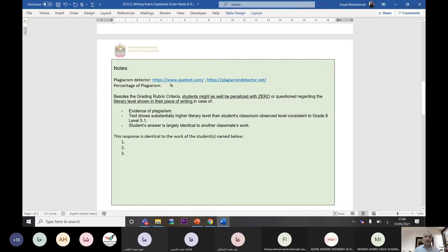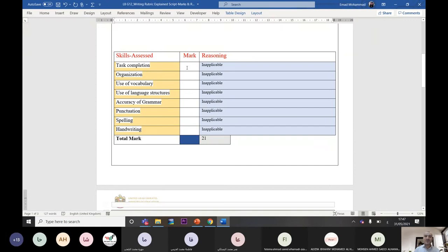I put the student's writing into a plagiarism detector website, or Quetext, any tool which will check plagiarism. This is the first thing I do. If it's plagiarism free, I will then evaluate it again according to the rubric.